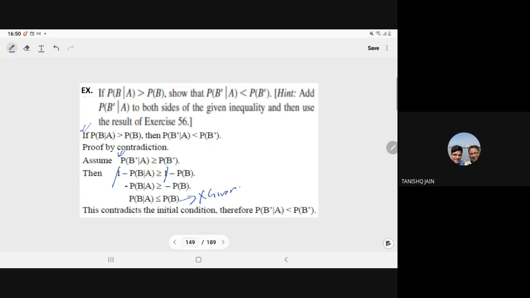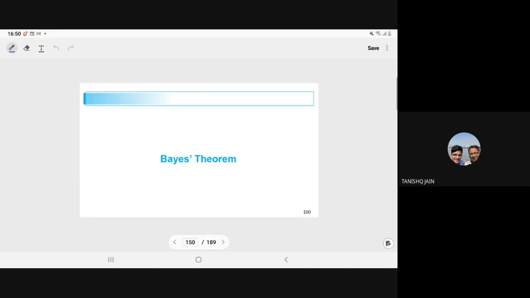It means whatever our assumption, that is wrong, right? So from here we can say that when P of B given A is greater than P of B, then always P of B dash given A is less than or equal to P of B dash. So that is the conditional probability. In the next class, we will start the Bayes theorem.